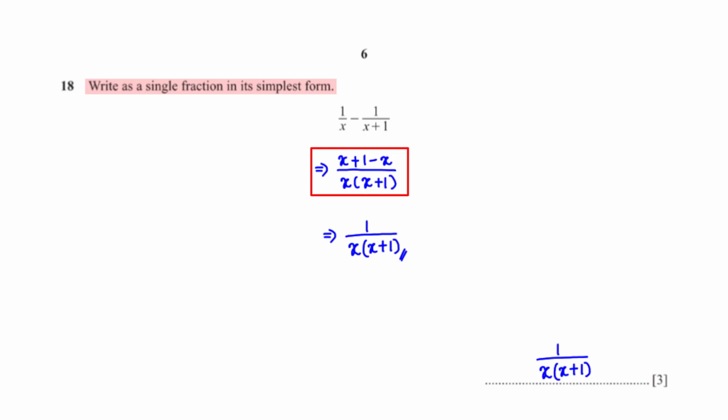For 1 over x plus 1 goes into the LCM and we are left with x, which multiplies the numerator, which is 1. So x times 1 is x. X minus x is 0, so we have 1 over x times x plus 1.